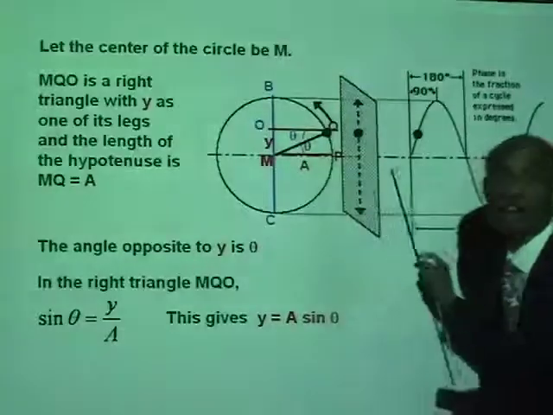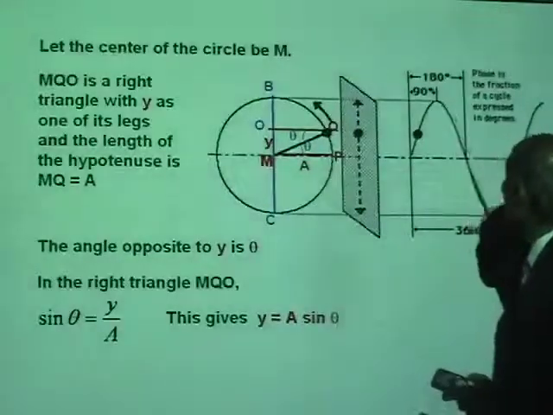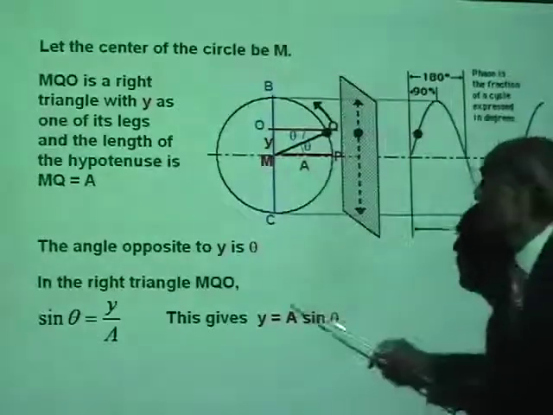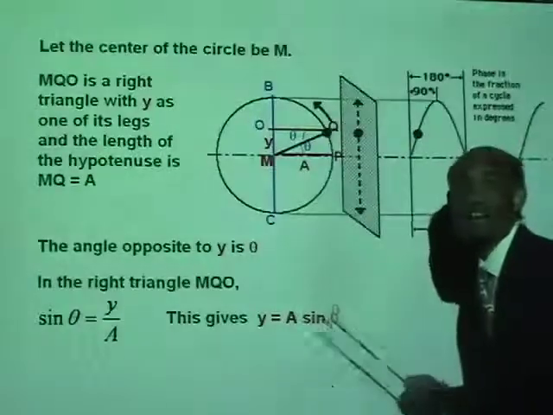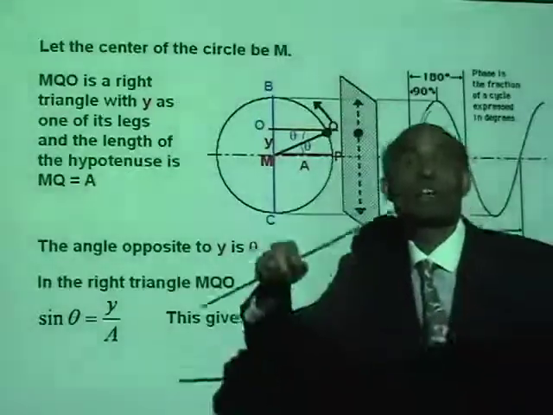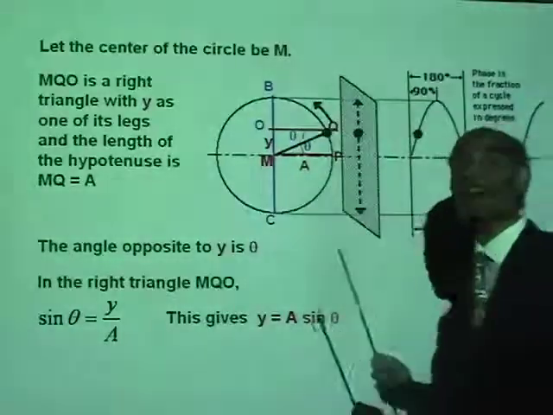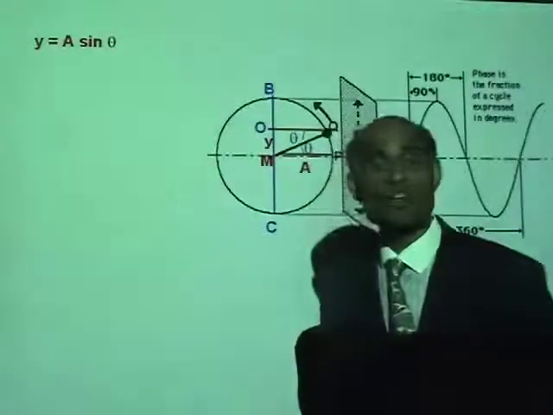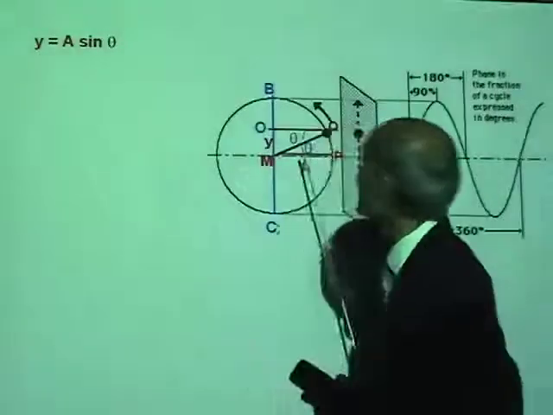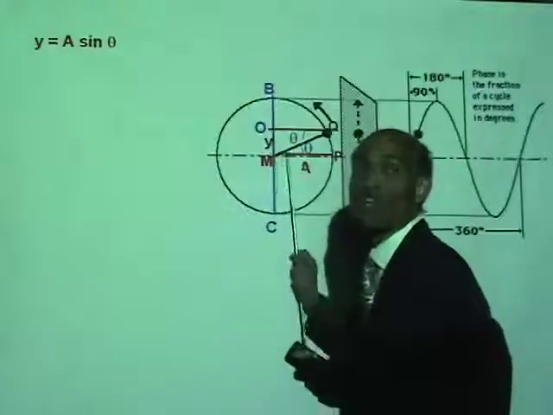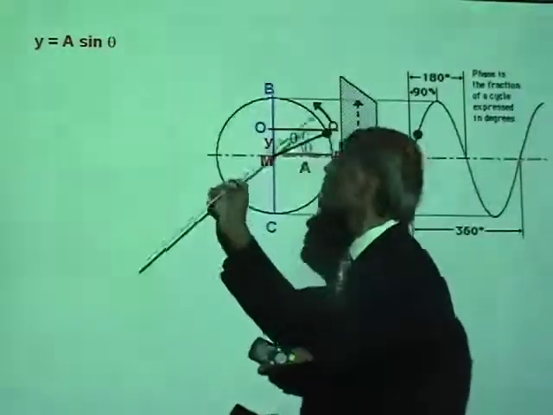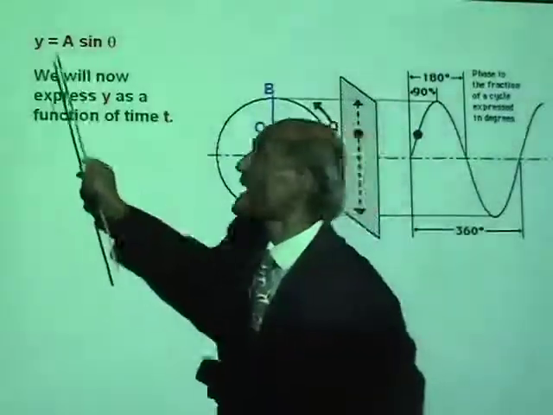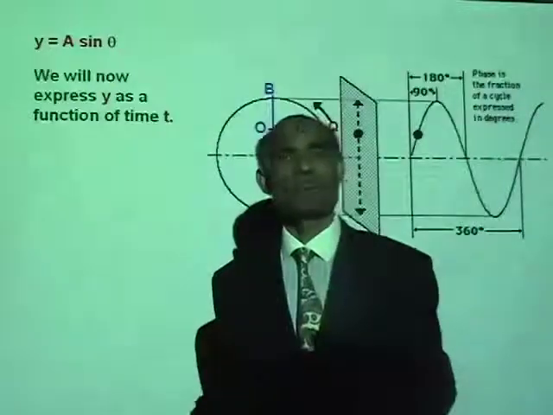What function has this kind of a graph? Well, this is a sine graph. Look at this. Y equals A sine theta. Y varies according to the sine of angle theta. Now, Y equals A sine theta, we have now expressed Y, the displacement of oscillation, as a function of the angle theta. But we want to express Y as a function of time. How will we do that?